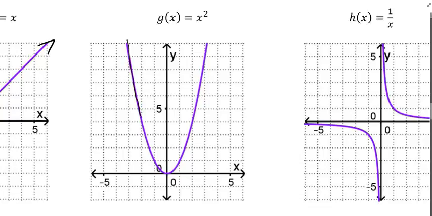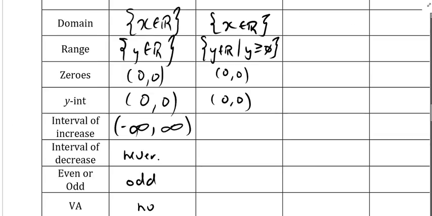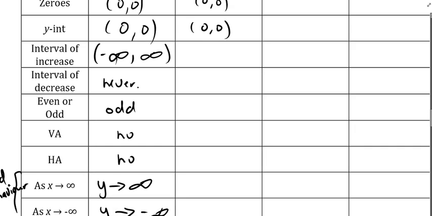The y's are getting smaller and smaller until I hit 0, and then it changes direction and they get bigger and bigger. So what's my interval of increase? From 0 to positive infinity, because it will increase forever. What's my interval of decrease? From negative infinity to 0.